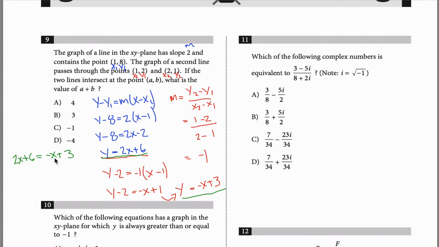So then I can solve this. I can add x to both sides of the equation, and I get 3x. I can subtract 6 from both sides of the equation and get negative 3, and that tells me that x is equal to negative 1.